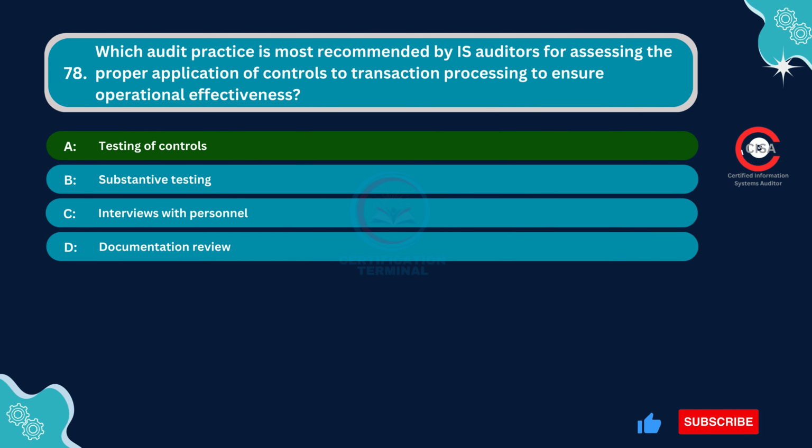Testing of controls involves performing walkthroughs or simulated transactions through the system. This allows auditors to directly observe how controls are applied in practice. By observing the application of controls, auditors can assess whether the controls are functioning as intended and effectively mitigating identified risks related to transaction processing. Testing controls can also reveal inefficiencies in the control procedures themselves. This can help identify opportunities to streamline processes and improve operational effectiveness.